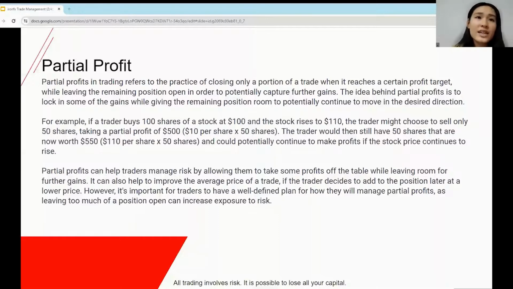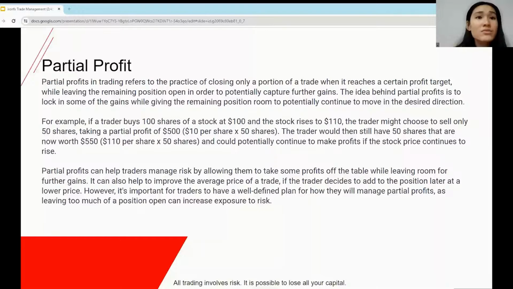Okay, if we look at another example, but in this example, we're talking about stocks and shares. So if a trader buys 100 shares of a stock at $100 and the stock rises to 110, the trader might choose to sell only 50 shares, taking a partial profit of $500, which is $10 per share times 50. So the trader would then still have 50 shares that are now worth $550 and could potentially continue to make profits if the stock price continues to rise.